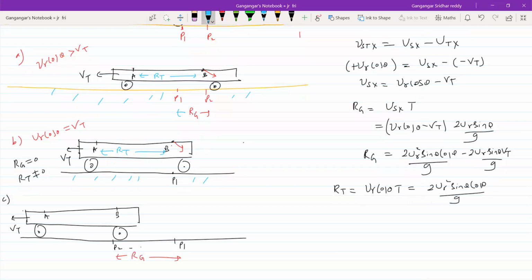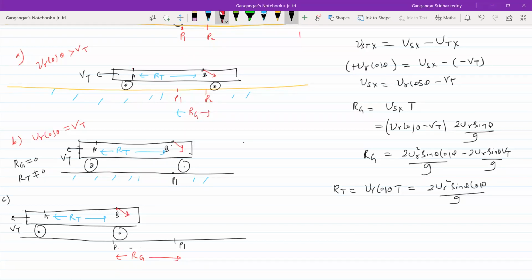And the range with respect to trolley is this one. In this, I think definitely it's very clear, no? If u cos theta is less than Vt, the range will become negative. What do you mean by that? If you're standing on the ground, you feel that it's striking the left side of point P2. So I'll change the symbol.